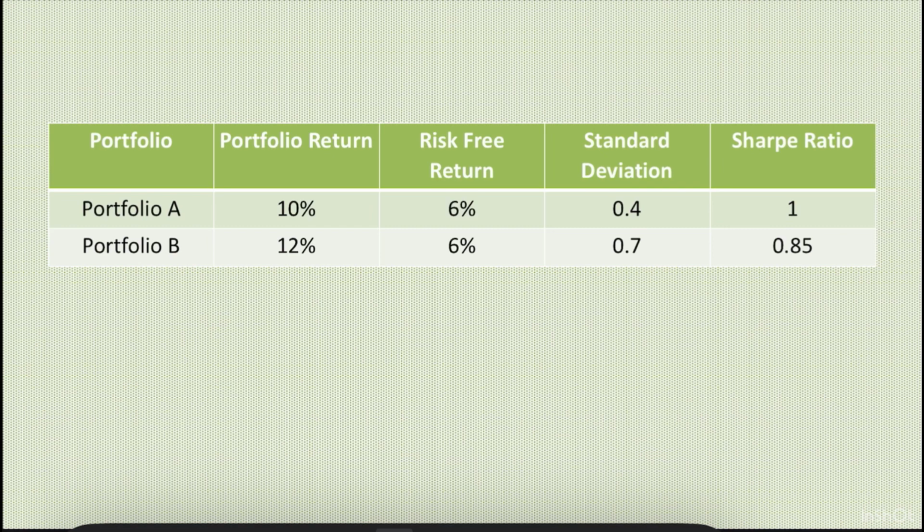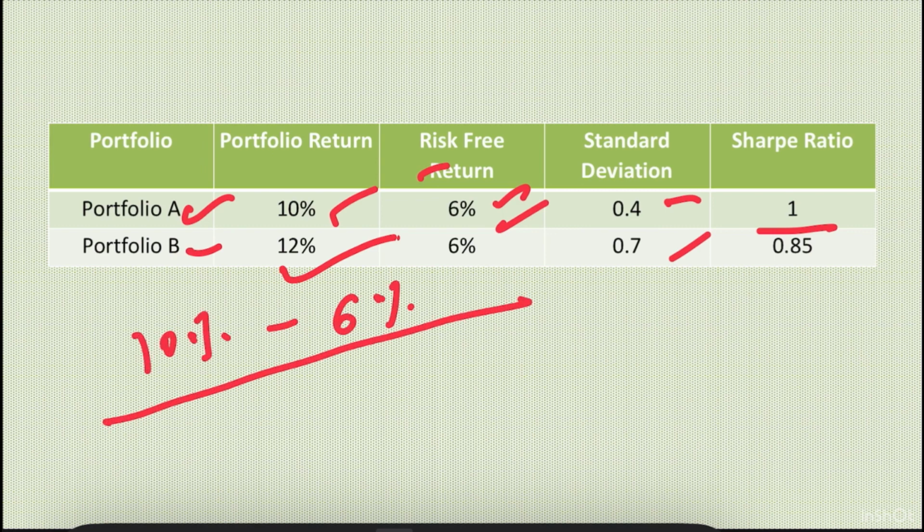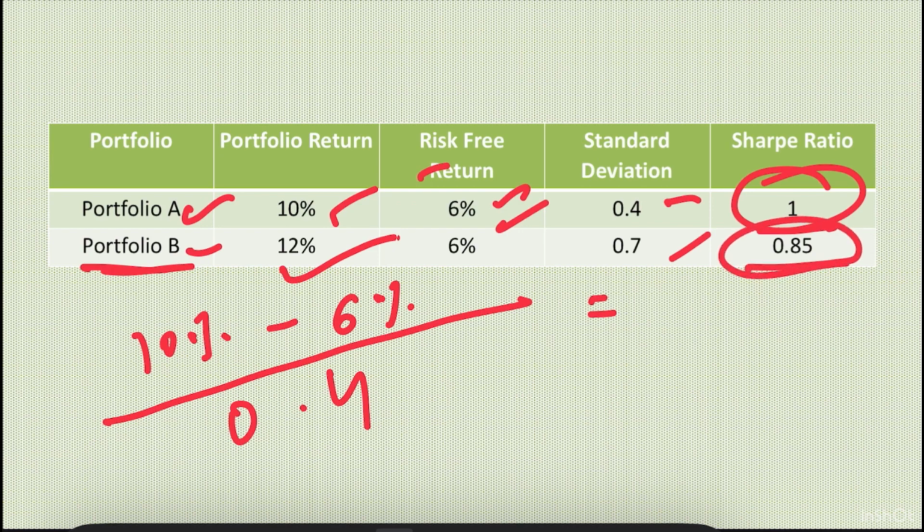We've taken two portfolios, that is portfolio A and portfolio B. Okay, so the rate of return over here for portfolio A is 10% and for portfolio B is 12%. Whereas the risk-free rate of return is the same, that is 6%, and the standard deviation is given to us. And if you want to compute the Sharpe ratio, how can we compute it for the portfolio? That is 10% minus 6%, that is the risk-free rate of return, divided by the standard deviation. The value comes out to be 1. And for portfolio B, the value comes out to be 0.85.